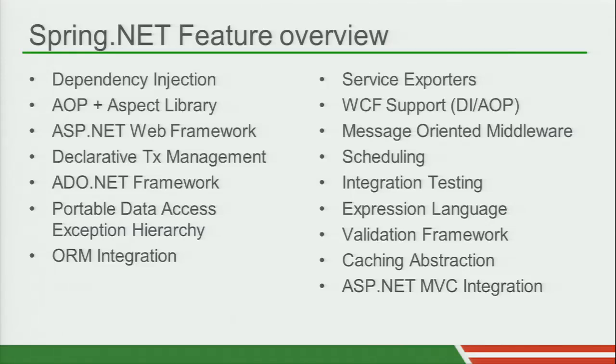We also have a caching abstraction. The caching abstraction that you know today in Spring Java actually also started out in Spring for .NET and was ultimately ported over to Spring Java and continued to be enhanced there as well. But we also have the caching abstraction.